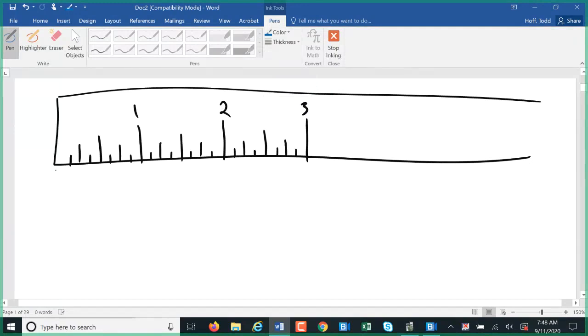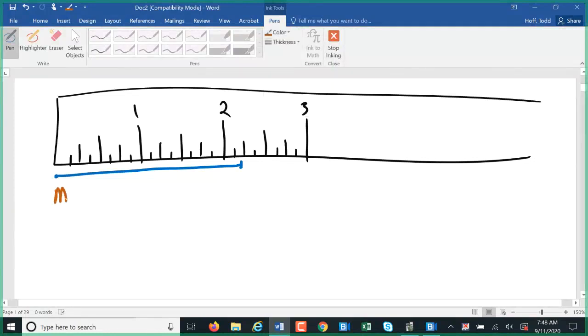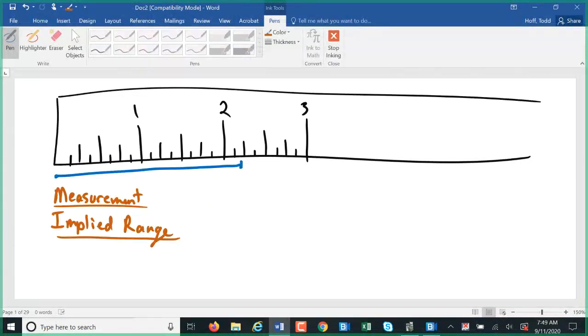So looking at this measuring device, I want you to give me, for this blue line, the measurement, and then we're going to call it the implied range of measurement. So what is the actual measurement you would report, and then what range is that measurement implying? So in your notes, go ahead and do that. We'll go over it here in about half a minute.